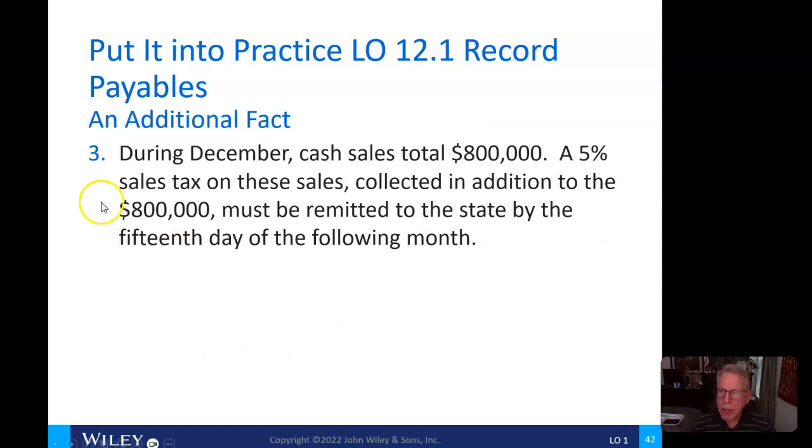Okay, number 3, an additional fact. During December, cash sales totaled $800,000. A 5% sales tax on these sales, collected in addition to the $800,000, must be remitted to the state by the 15th day of the following month.